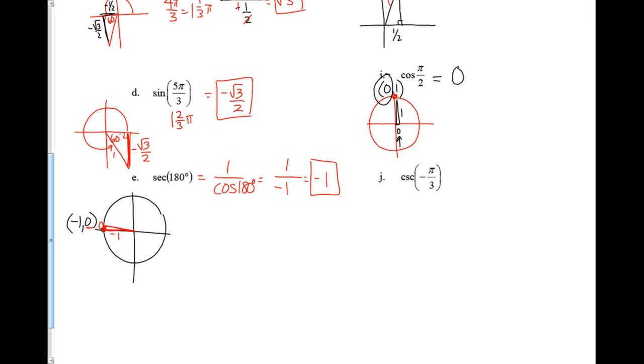J is the cosecant of -pi over 3. So I need to go in the negative direction, so my angle is going to swing down like this. It's a pi over 3, which is a 60-degree reference angle. The cosecant is the reciprocal of the sine. So I need the y value, or the opposite side of this triangle. It's the long side, so it's the square root of 3 over 2. It's going down, so it's negative. My hypotenuse is still 1. So 1 over the sine is 1 over negative square root of 3 over 2.